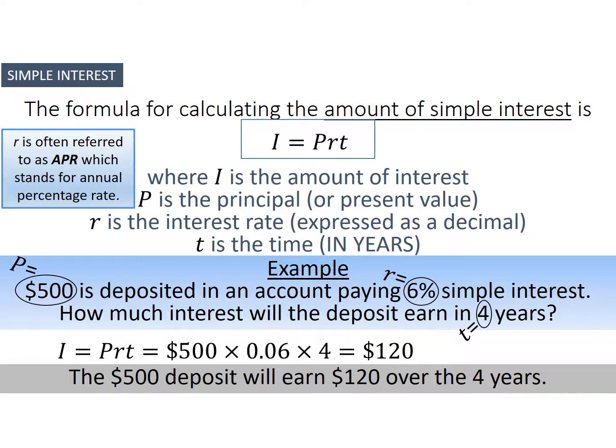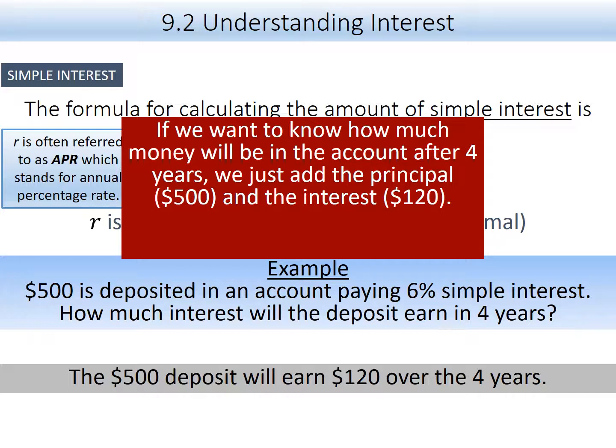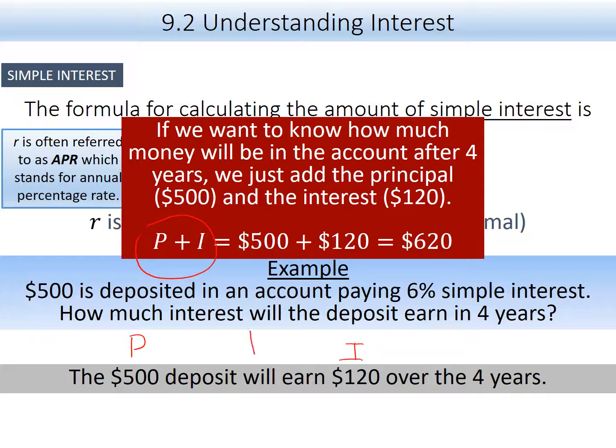Now you might also want to know how much money is going to be in the account at the end of the 4 years. If you wanted to know that, you'd have to remember that if you earned $120 and you started out with $500, the amount in the account is actually the sum of those numbers. So the principal plus the interest gives you the total amount in the account.